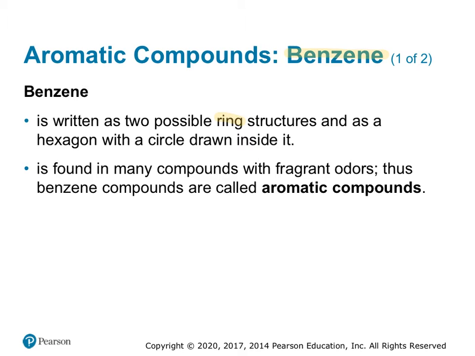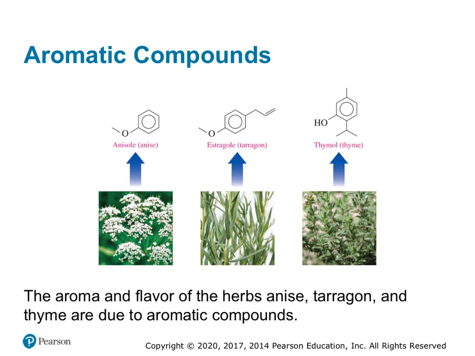Originally, benzene was found in many compounds that had fragrant odors, and so now benzene compounds are called aromatic compounds. The aroma and flavor of some herbs like anise, tarragon, and thyme are due to aromatic compounds. There you can see the hexagon with a ring shape inside, and that is the benzene ring.